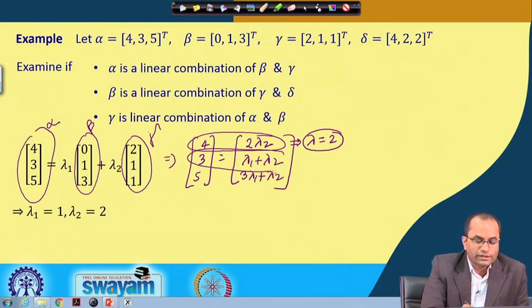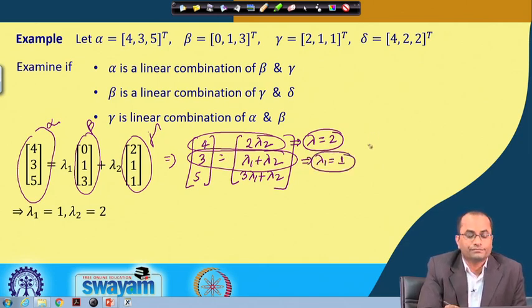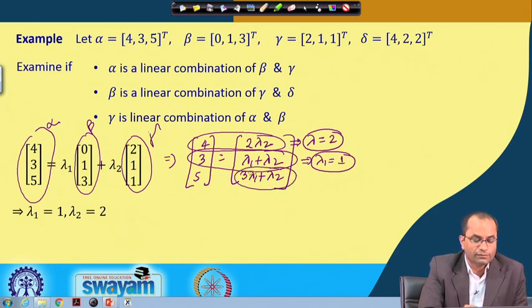From the second equation, because they should add to 3 and lambda 2 is already 2, from here we will get that lambda 1 must be 1, and 3 lambda 1 plus lambda 2 is equal to 5.